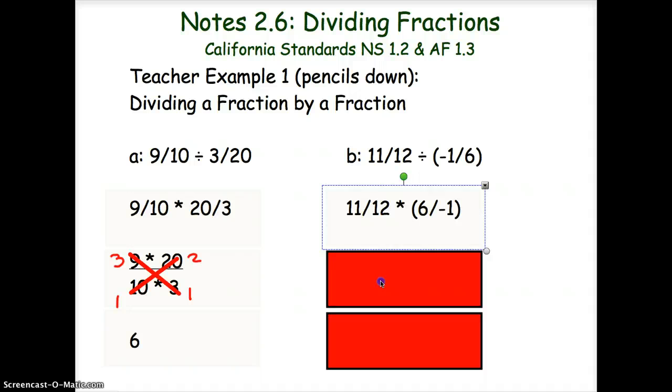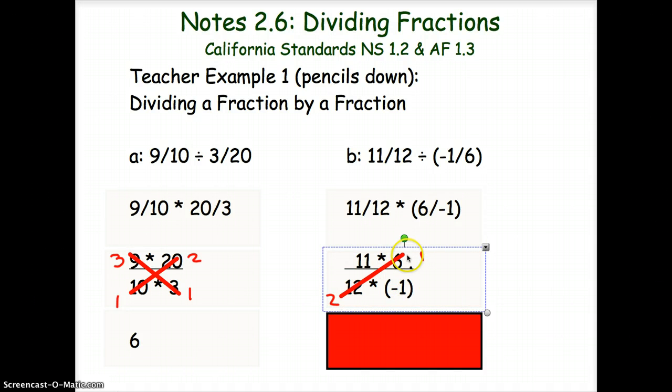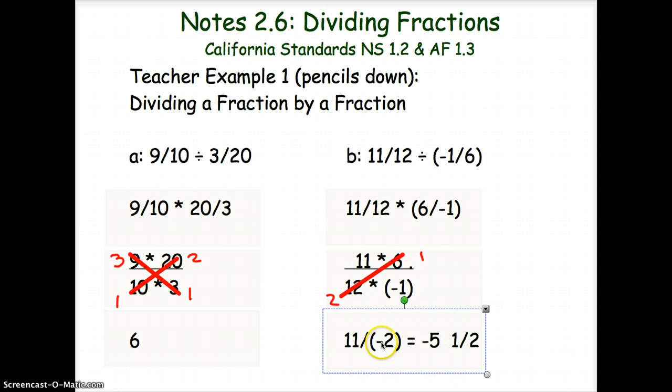Okay, let's go ahead and cross cancel if we can. And notice we've got the 6 and the 12 are both divisible by 6. 12 divided by 6 is 2. 6 divided by 6 is 1. 11 times 1 is 11. 2 times -1 is -2. And again, I can put the negative sign wherever I want.